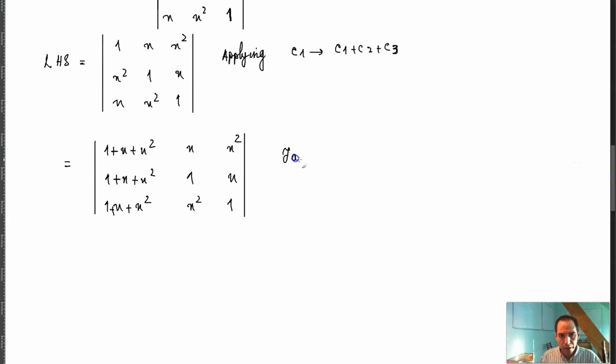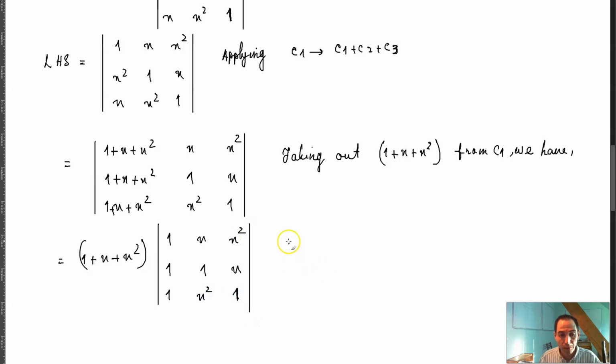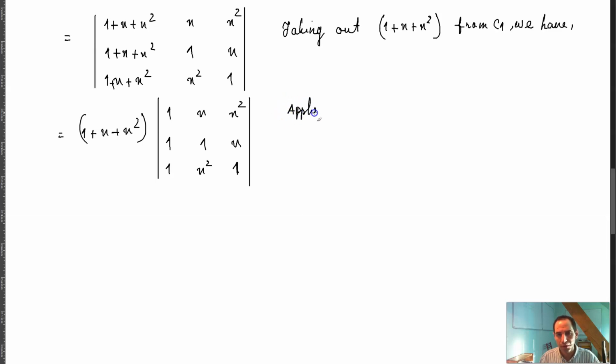And now taking out 1 plus x squared from column 1, we have basically 1 plus x squared times this determinant as 1, x, x squared, 1, 1, x, and 1, x squared, 1. And then you can do basically a couple of transformations, meaning that you can apply R1 becomes R1 minus R2, and R2 becomes R2 minus R3.